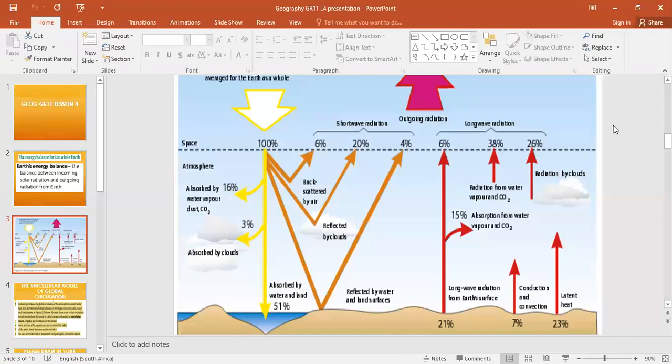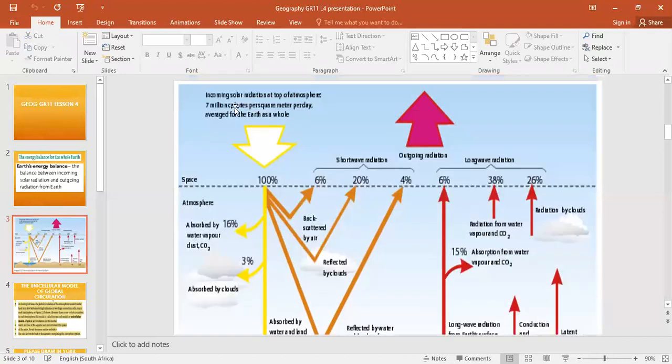Okay, they are trapped. So incoming is when the sun is shining. Like if you look at this part here, incoming radiation. So the sun is shining with this white arrow, which is the direct heat, which is 100% from the sun again.